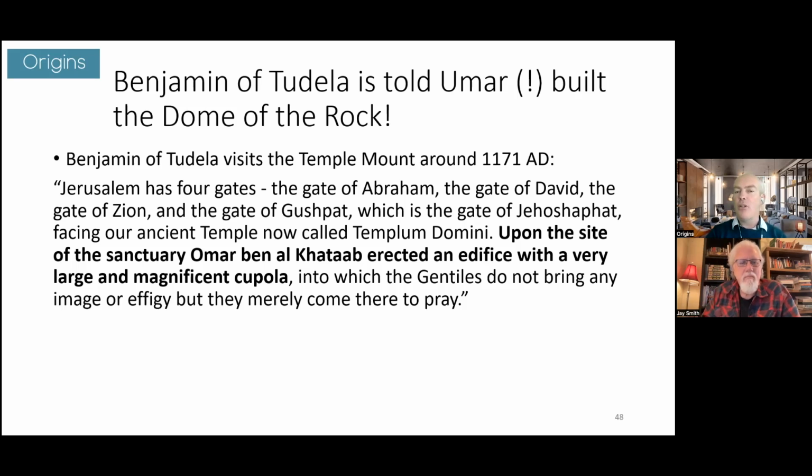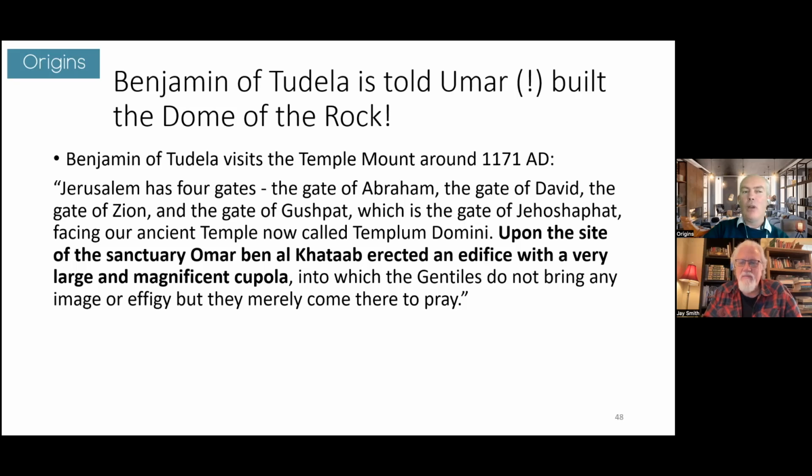I don't know if you want to comment on any of this. Yeah, I'm going to comment on all of these, but I think this one particularly is fascinating because look at even the gates: Abraham, David, Zion, and a gate of Gushbat. This is not Islamic at all. These are all Jewish. And he calls it the Templum Domini. That is a Latin name. So you've got to ask what's going on in the 12th century if this doesn't look Islamic at all. Nothing that I can see is Islamic about this.